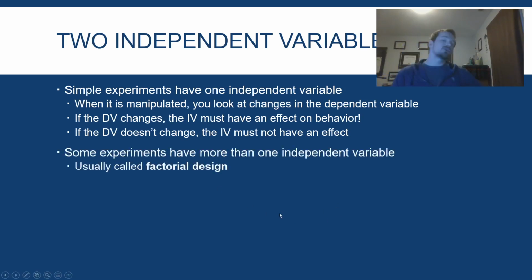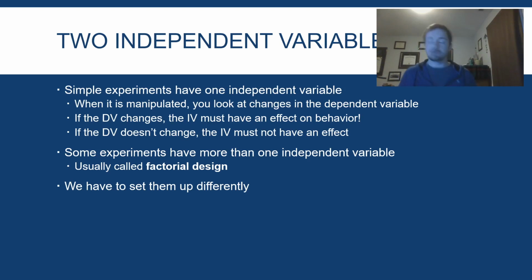Factorial designs, on the other hand, are a little bit tricky, because now you have more than one independent variable. That makes it harder to discern causality, because it could be this independent variable that's changing behavior, it could be that independent variable that's changing your results, or it could be both together interacting. So this video and this chapter are all about these three different kinds of outcomes.